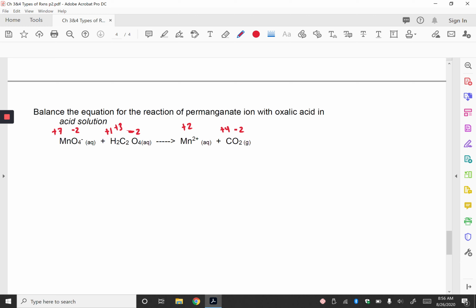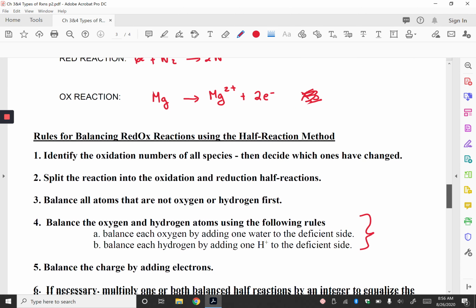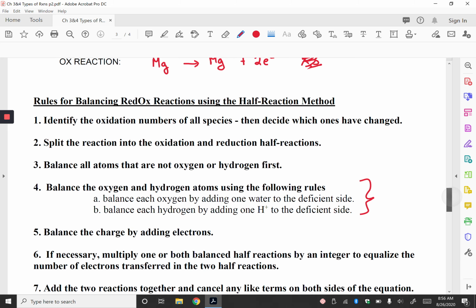So it looks like the manganese got reduced, went from +7 to +2, went down. And which one got oxidized? The carbon went from +3 to +4. The oxygens remained the same, and hydrogens disappeared. You'll see why in a minute, how that happened once we balance it. Again, you do not need to be able to do that step to balance it, but we wanted to practice it because it's something that you need to be able to do, assign oxidation states and figure out what was oxidized, what was reduced. All right, step number 2 says split the reaction into the oxidation and reduction half reactions.